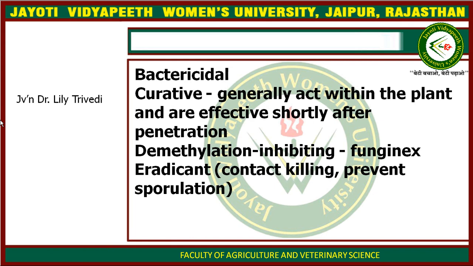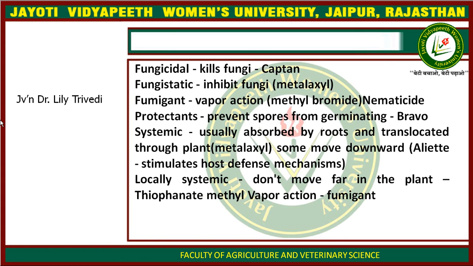Bactericidal, they are curative, generally act within the plant and are effective shortly after penetration. Second is demethylation inhibiting, and Funginex. Eradicant, the contact killing and prevent sporulation. The fungicide kills fungi, example Captan. Fungistatic inhibits fungi like Metalaxyl. Fumigant has vapor action like methyl bromide.